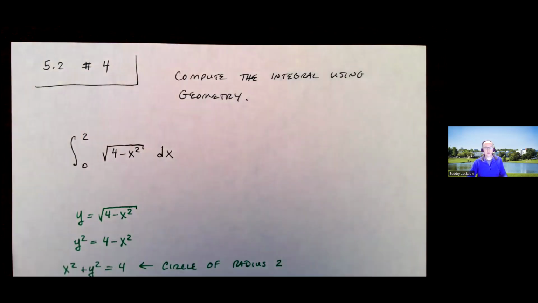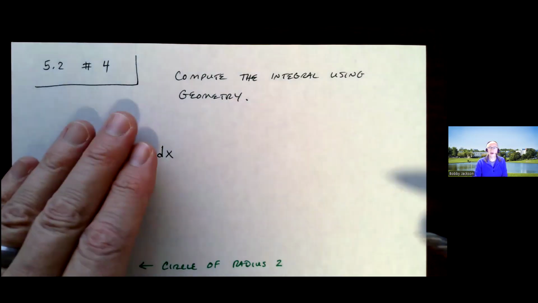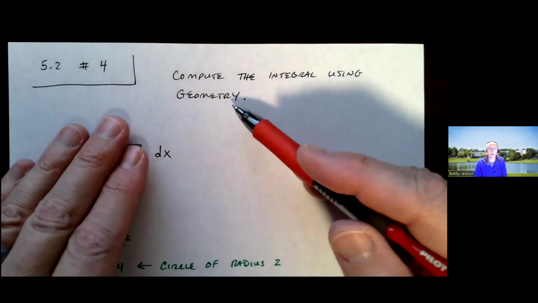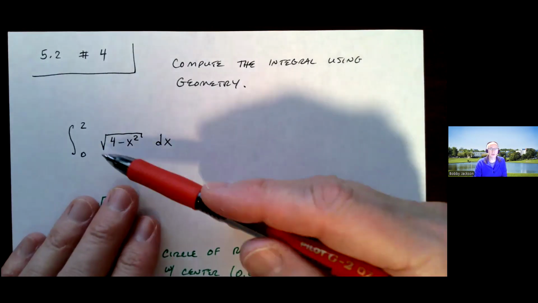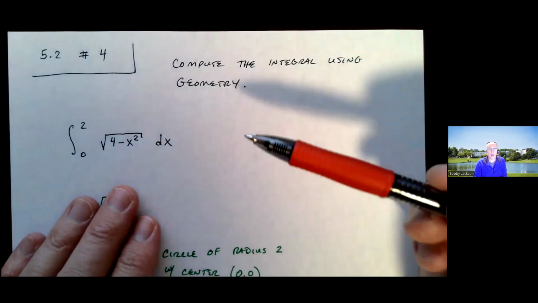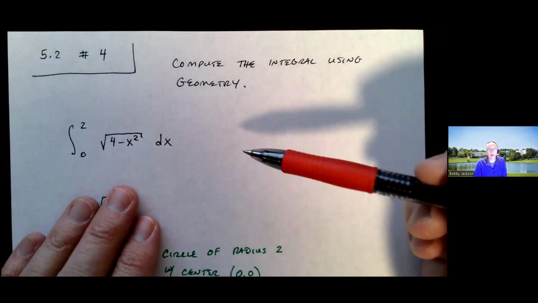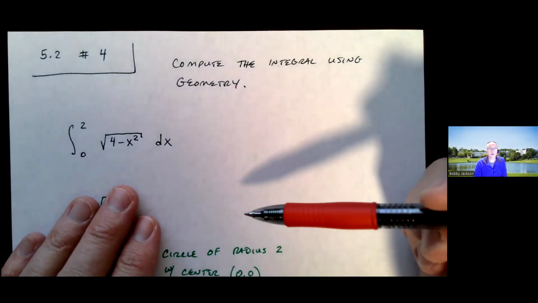Let's take a look at number 4 in section 5.2. We're going to compute the integral, and we're going to use geometry, right? So we're given this definite integral from 0 to 2 of this function. What we're going to do is graph this function over this interval, and hopefully it will be a shape we recognize and can find the area using an appropriate formula.